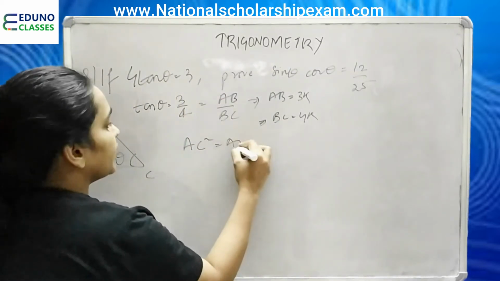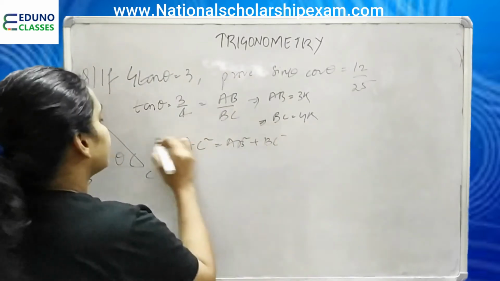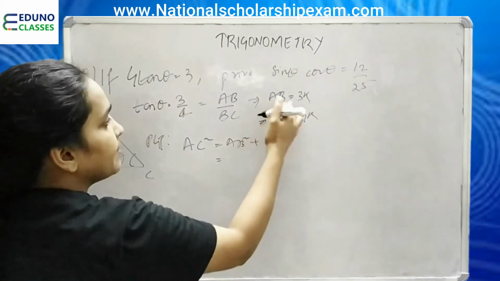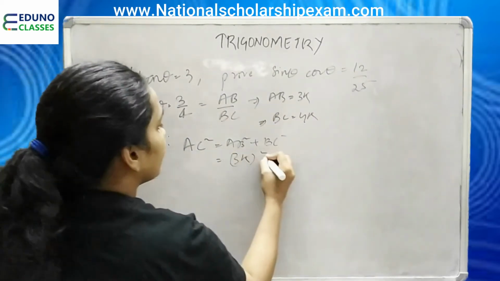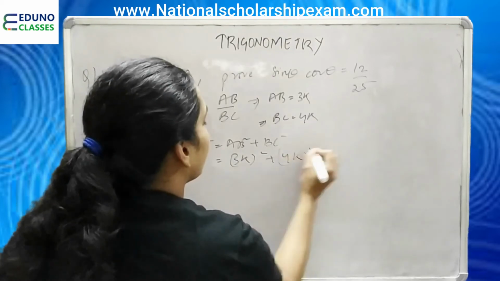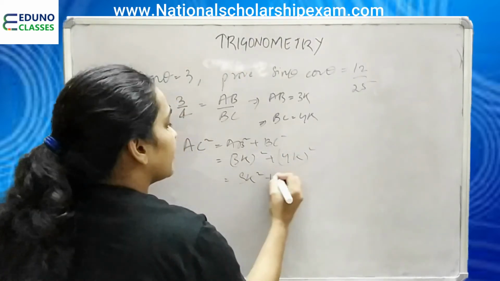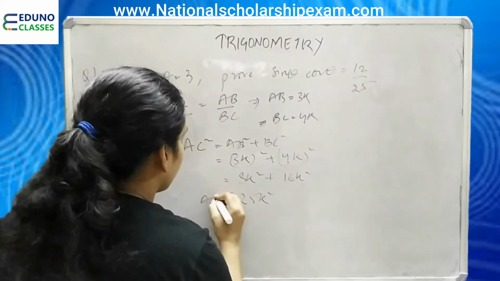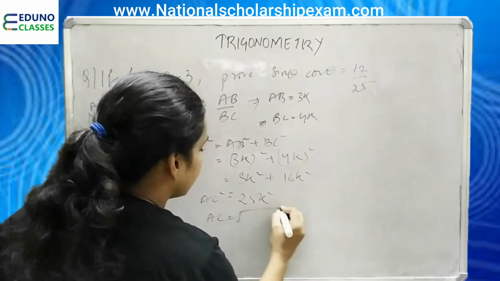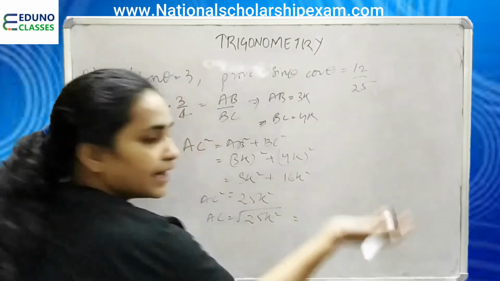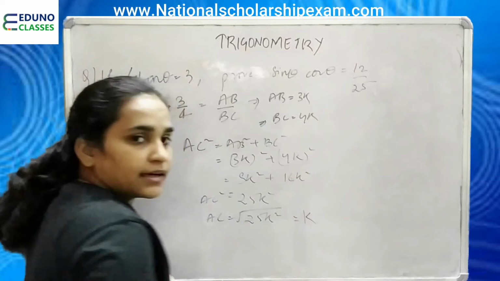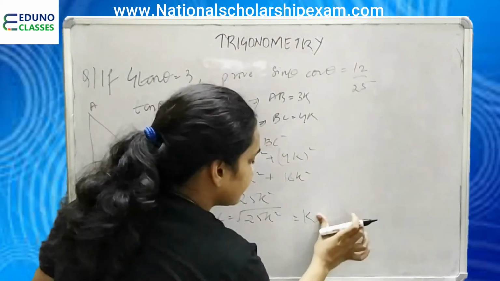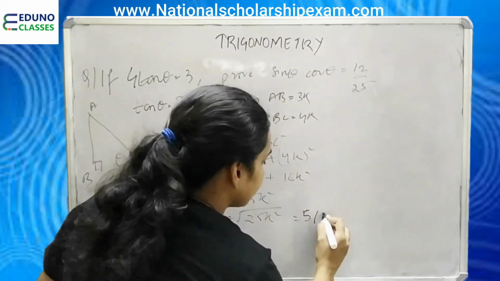Fine. Now two sides we know, AB and BC, we have to find the third side. AC square is equal to AB square plus BC square. This is nothing but Pythagoras theorem. AC square is AB square, 3k whole square, plus BC, 4k whole square. 9k square plus 16k square gives you 25k square. So AC square is equal to 25k square. AC is equal to root 25k square. K square will come out as k, and 25 will become 5. So 5k. It is better to write it like this.